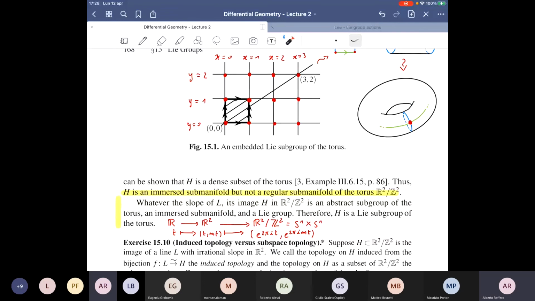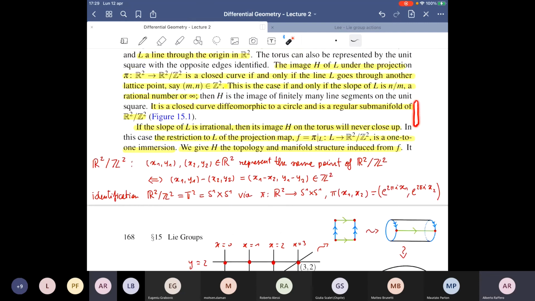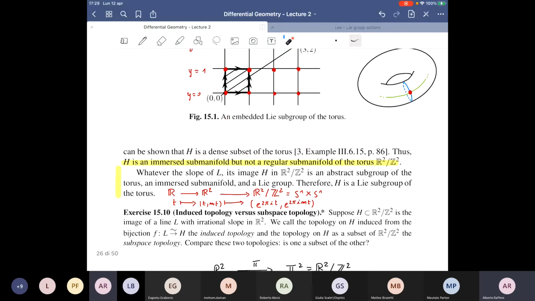So in the first case, when the curve closes up, what you get is an embedded subgroup of the torus. So it is a kind of embedding of the real line, the real numbers, thought of as a Lie group, inside the torus, and their image is a closed curve which is diffeomorphic to the circle. This is precisely this first part. In the second case, what you will end up with is an infinite curve that won't close up. This is not an embedded submanifold of the torus, it is only immersed, so it is not regular.